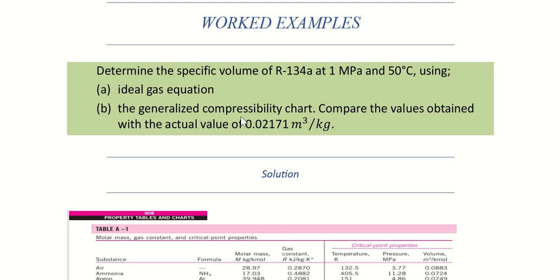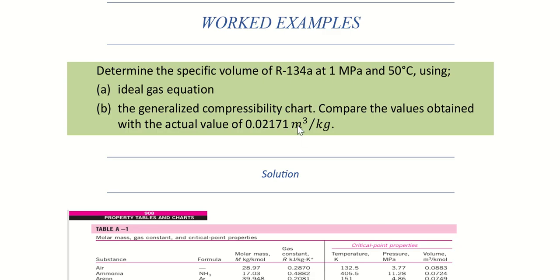So let us look at some worked examples, with regard to pure substances. This is example one, and the question goes: determine the specific volume of refrigerant 134A at 1 megapascal and 50 degrees Celsius using A, the ideal gas equation, B, the generalized compressibility chart. Compare the values obtained with the actual value of 0.02171 meter cubed per kilogram.